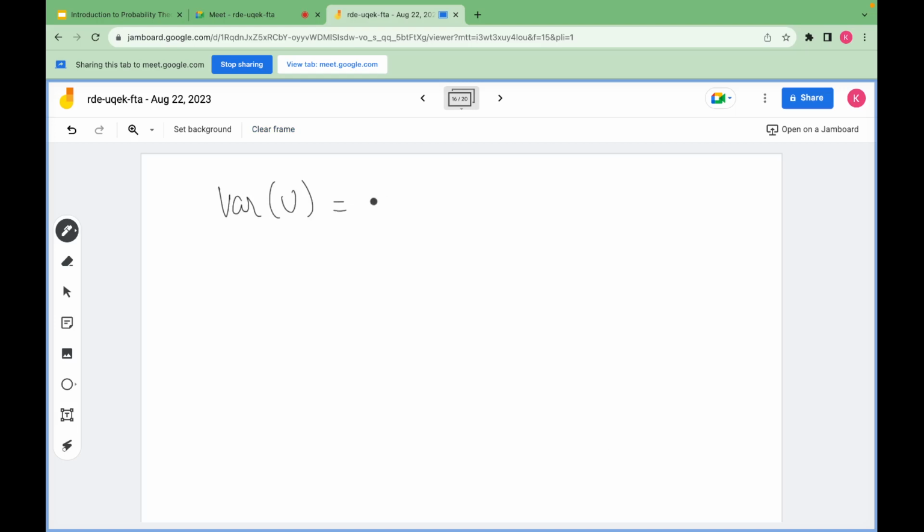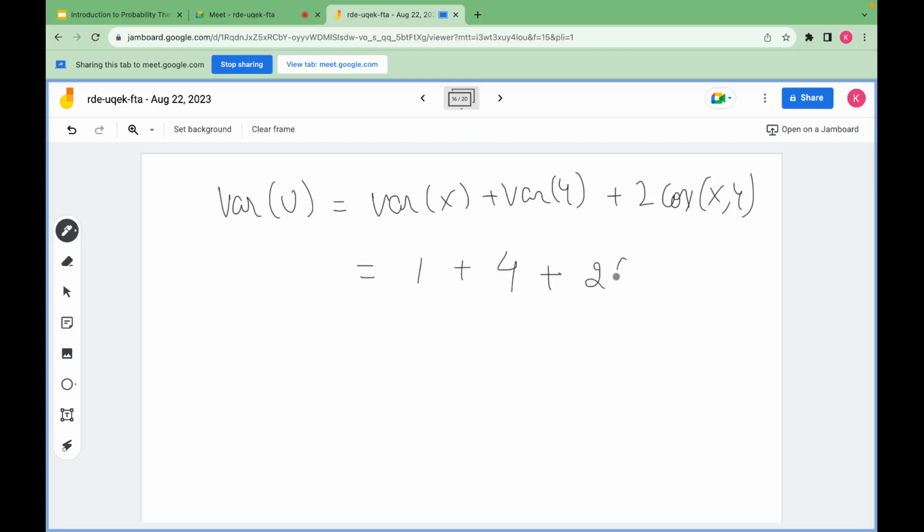Variance of u is equal to variance of x plus variance of y plus 2 into covariance of x comma y. U is x plus y. So variance of x is 1, variance of y is 4, so this is 5 plus 2 into covariance of x comma y.